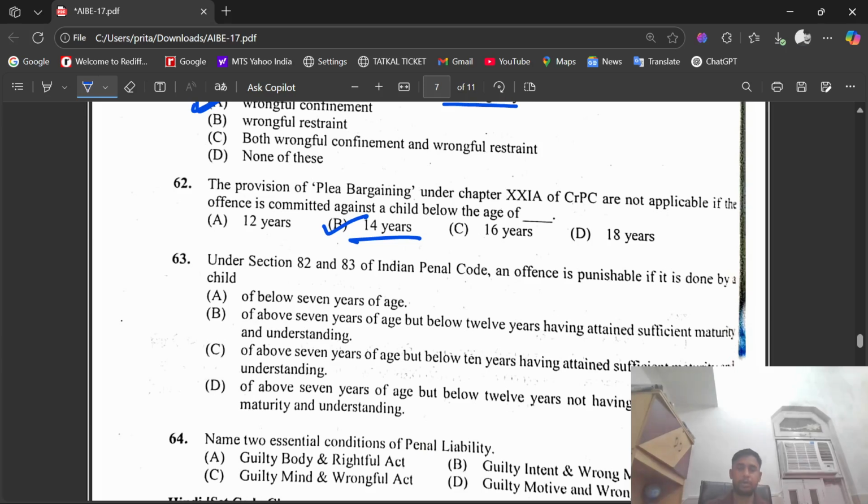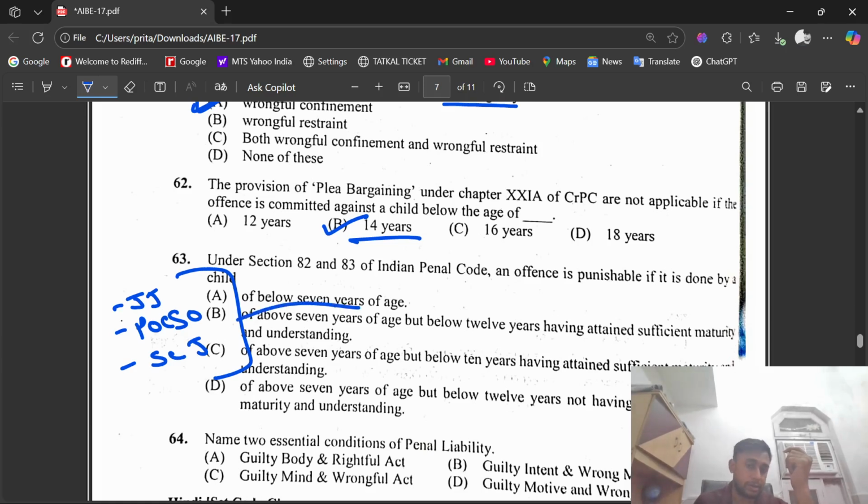As far as I have researched, we have taken the idea from the POCSO Act, from the JJ Act, and from many Supreme Court judgments. From this, we came to know that if the child's age is 14 years or below, then the person who committed the crime will not be able to take the benefit of plea bargaining under chapter 21A of CRPC. But I still didn't find the accurate place where the age has been mentioned. Specifically, I have not been able to find that, but you can tell me if you know.